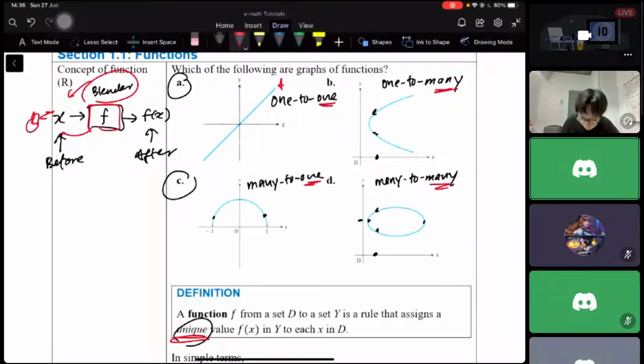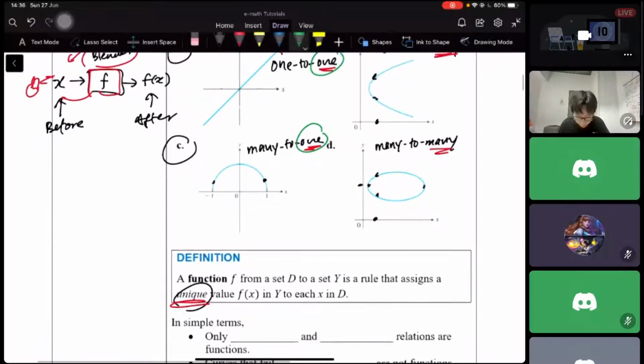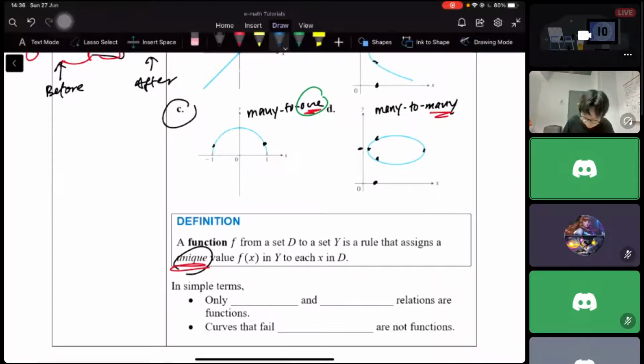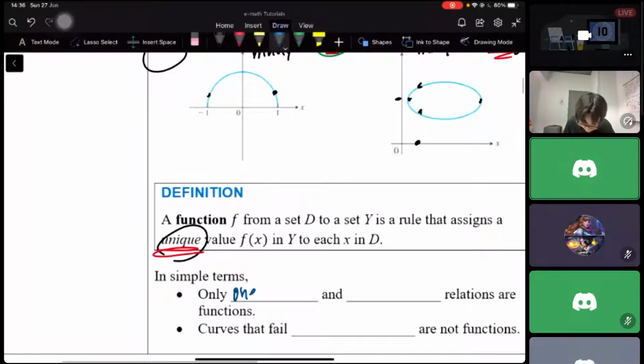This is your input. This is your output, right? As long as you only have one output, then they are functions. They are graphs of functions. But what if you tell me, okay, by the way, I think you can fill in the blanks already. Only one-to-one and many-to-one relations are functions. Okay?